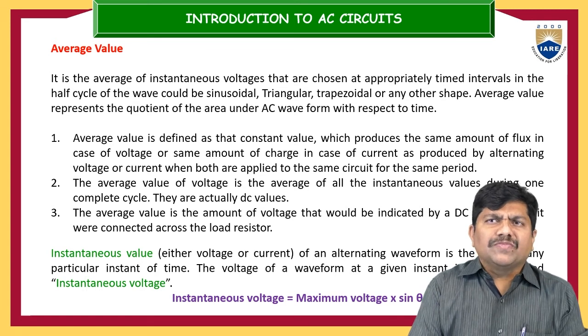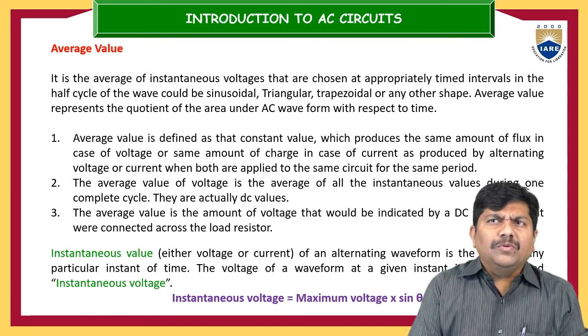So what is that instantaneous value? Instantaneous value is the value of an alternating waveform at any particular instant of time. If the time varies, automatically the value of the wave also varies. Such values are called instantaneous values. And how can we define the average value? Average value is a constant value which produces the same amount of flux in case of voltage, or the same amount of charge in case of current, as produced by alternating voltage or current when both are applied to the same circuit for the same period of time.